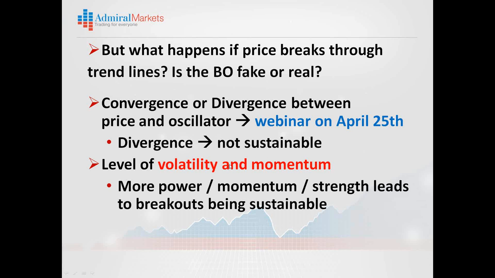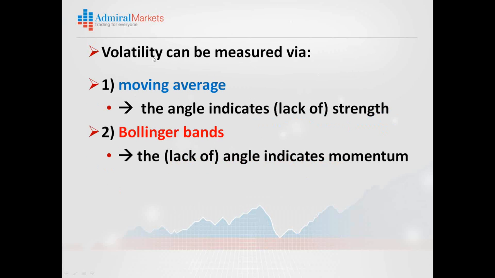So for the level of volatility and momentum, what I always have on my chart is a moving average, and I look at the angle just to get an indication of what kind of strength there is in the market. That takes maybe a bit of practice. It's not a black and white indication that I use. It's more like a feeling or extra confirmation, depending on the angle.